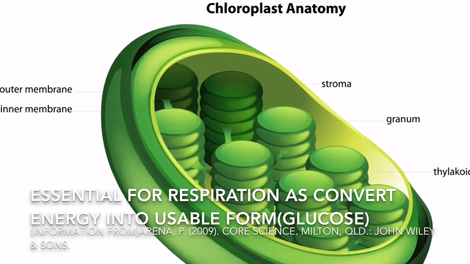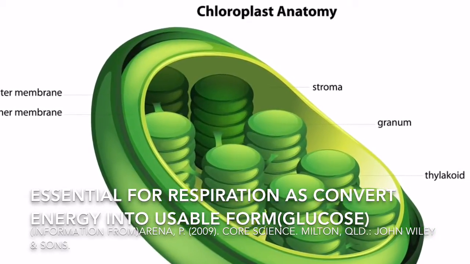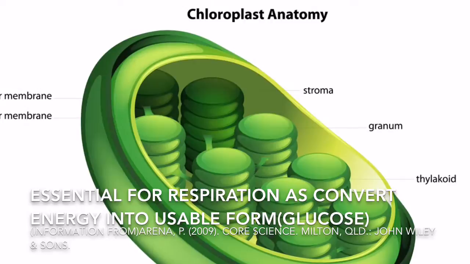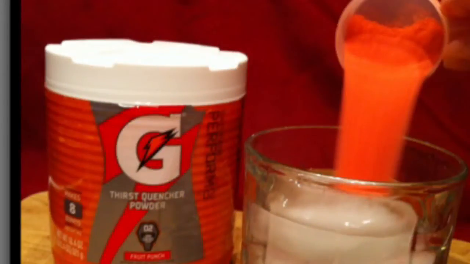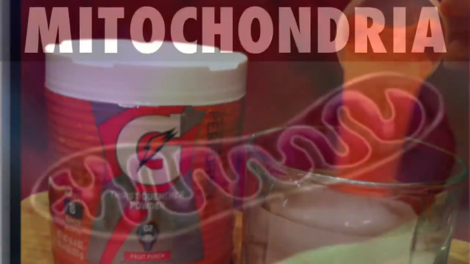Chloroplast works to convert the light energy of the sun into sugars that can be used by the plants. Chloroplasts are only found in plant cells. In this analogy, the chloroplast is essentially water as it converts Gatorade, a form of energy, into a form of liquid which can be used up by the players.